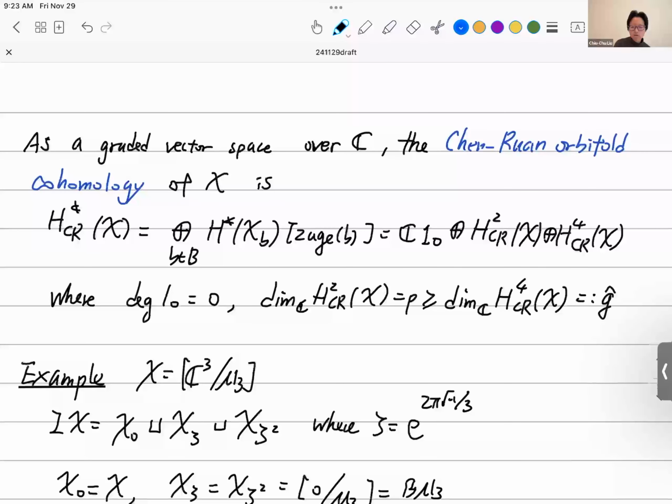Also, let G hat be the dimension of the fourth cohomology, the fourth Chen-Ruan cohomology. And it turns out that P will actually be equal to the second Chen-Ruan cohomology.